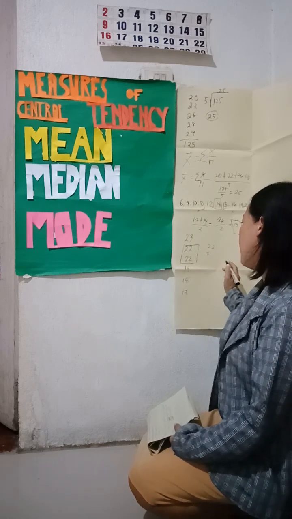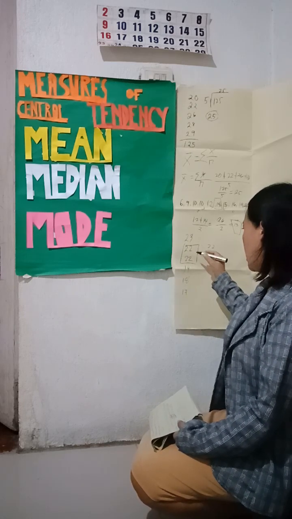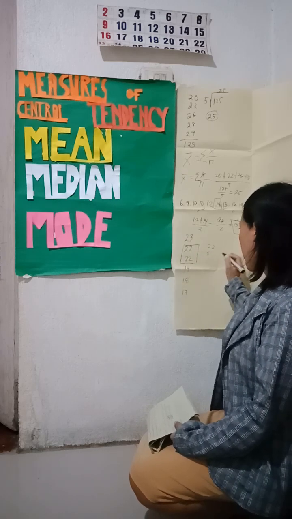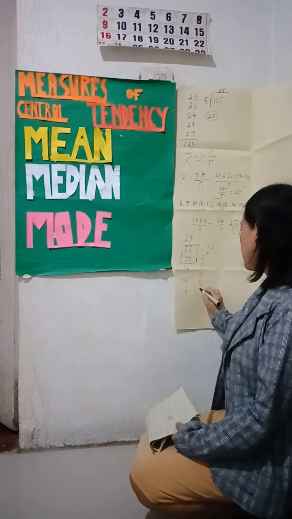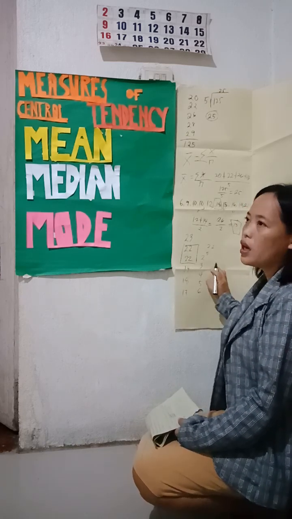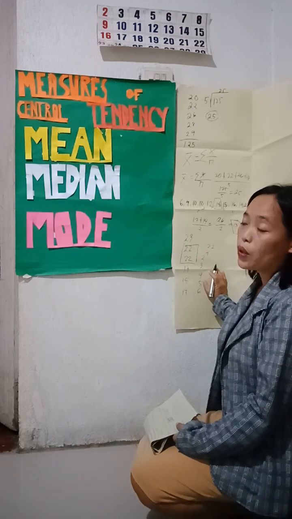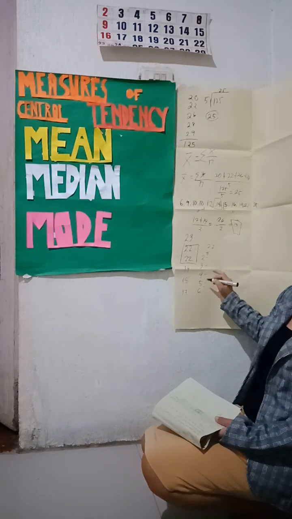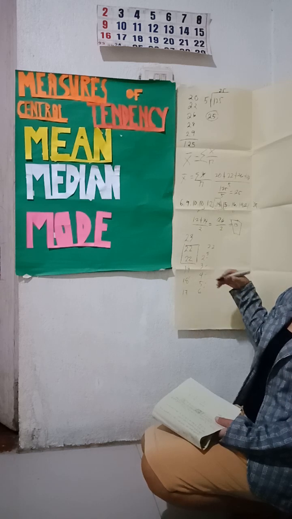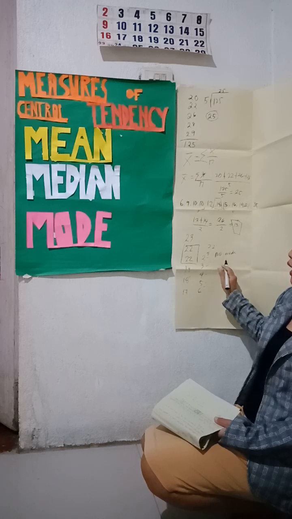So, what will happen if, for example, we have another data set: 4, 2, 3, 4, 5, 6. We are looking for the numbers that occurred frequently. So, in this case, there are no numbers that repeat or occur frequently. So it means there's no mode in this data set.